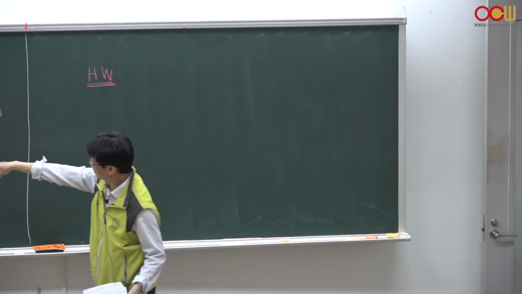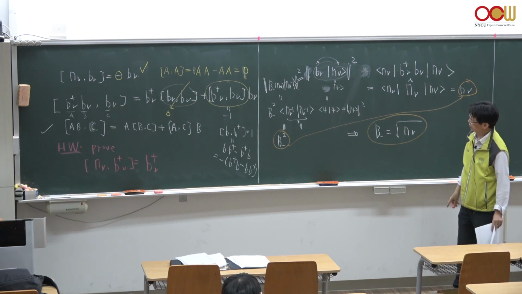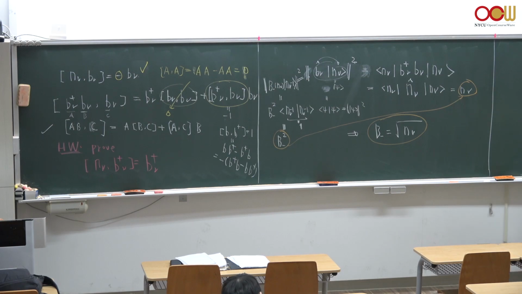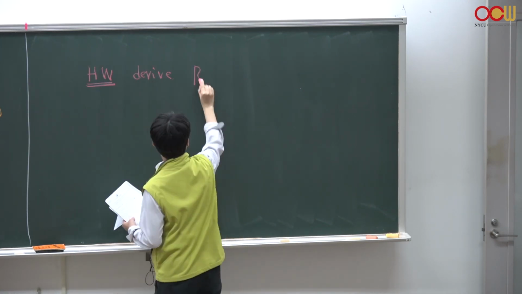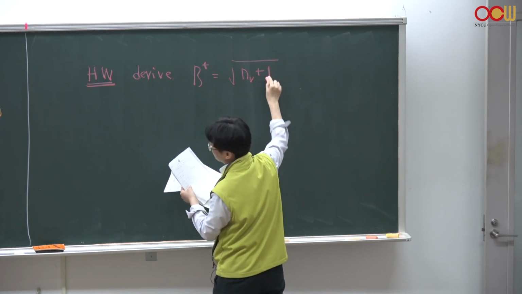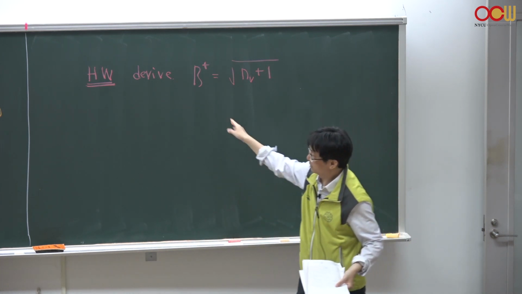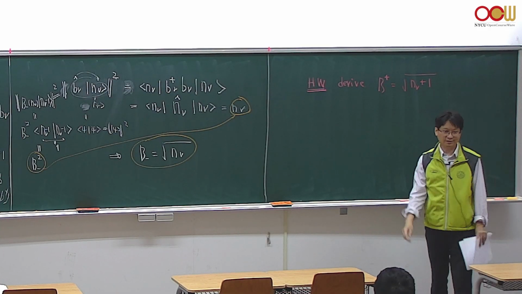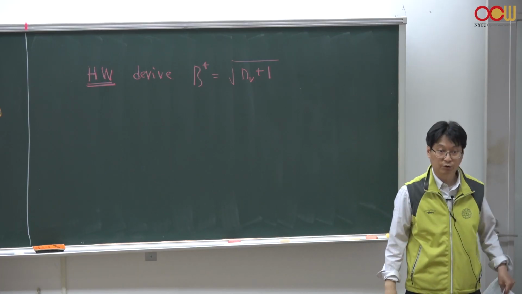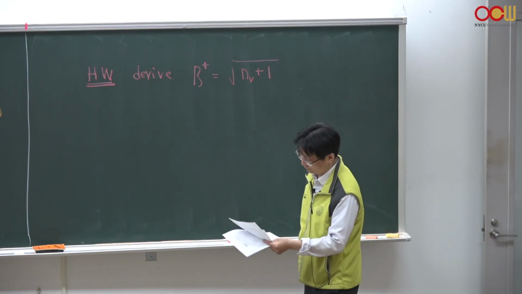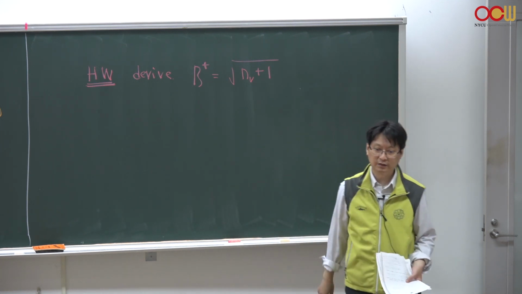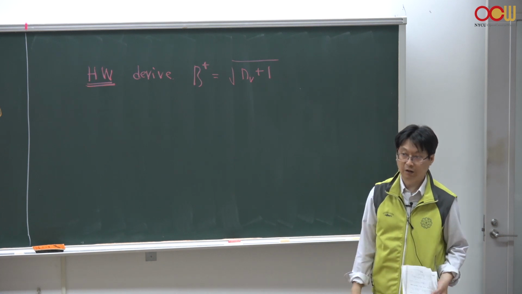Okay, so I proved half of the coefficients, which is B minus. Then it's your job to derive the remaining half, which is B plus. And derive B plus, which is the square root of N nu plus 1. Following a similar path to how we derived B minus, you are able to derive B plus in a straightforward manner. So once you convince yourself that they are really those coefficients, then we could really continue to build up our boson system.